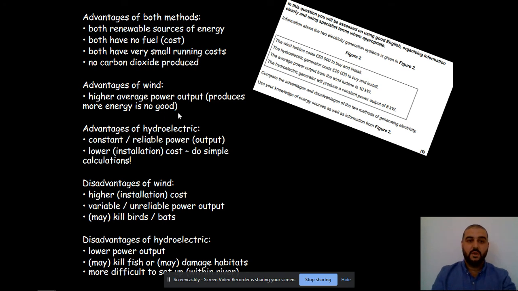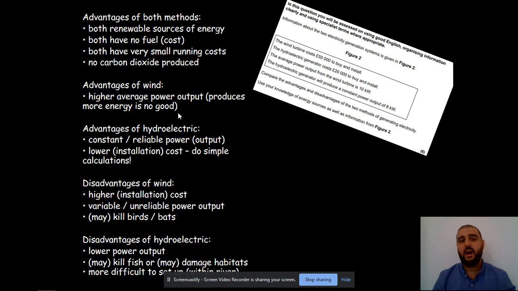Okay, so I've put down advantages of both. They're obviously both renewable sources of energy. They have no fuel costs. Both have very small running costs and no carbon dioxide is produced. Now, a running cost is different to the startup cost. Whilst they're both relatively expensive to start up, once they've actually been implemented, the running costs are very cheap.